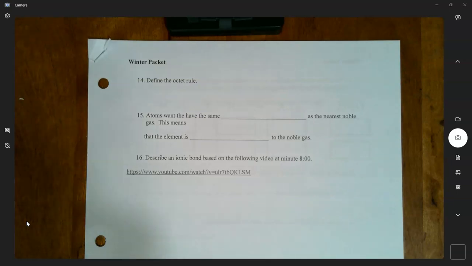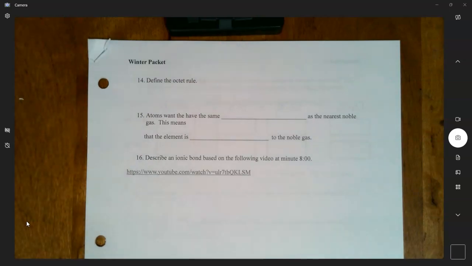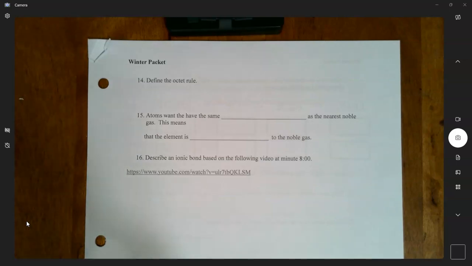The octet rule states that atoms want to fill their valence orbital. That's just that simple. Now for hydrogen and helium, the first orbital can hold 2 electrons, so that would be 2 electrons. For everything below, it would be 8 electrons to fill a standard octet. Now for extended octets, any element from the 3rd row down can have up to 12 valence electrons. That's called an extended or an expanded octet.